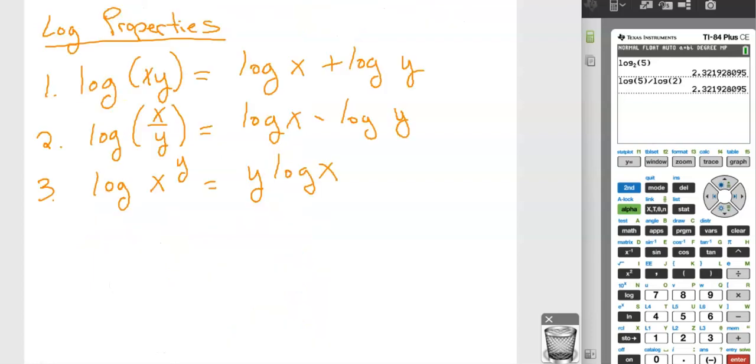All right, so log properties. You may want to pause the video and make sure you understand these properties. These are very essential properties for logarithms. It's going to help us solve a lot of word problems as well.